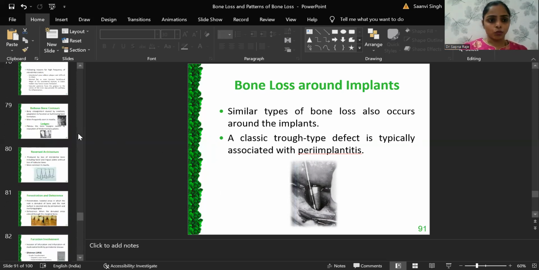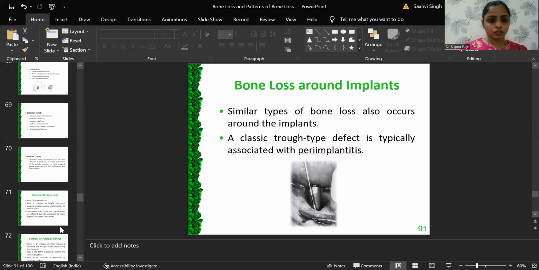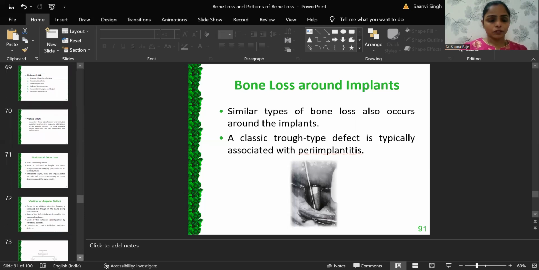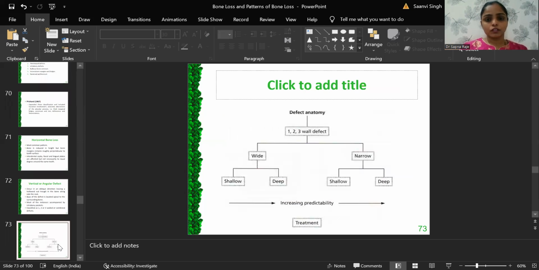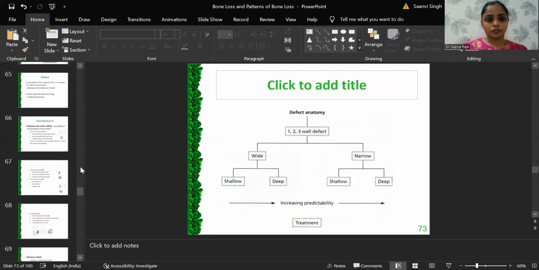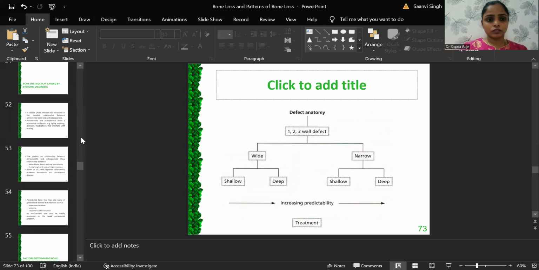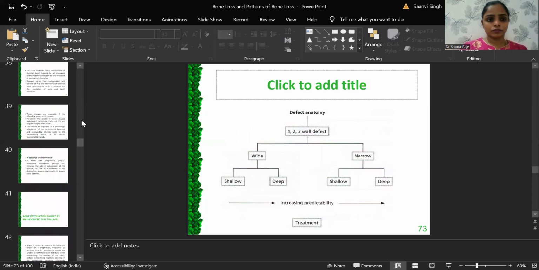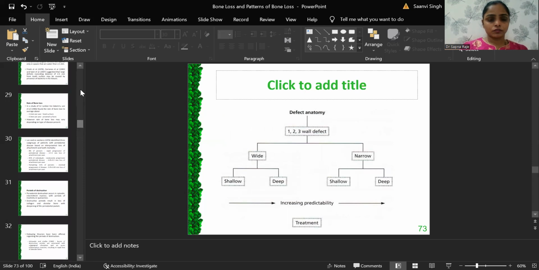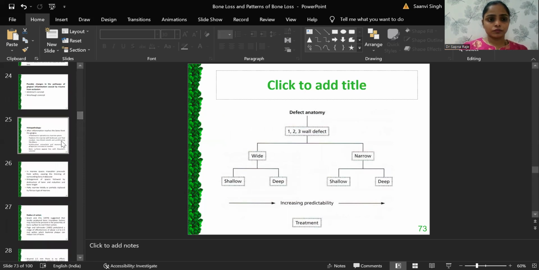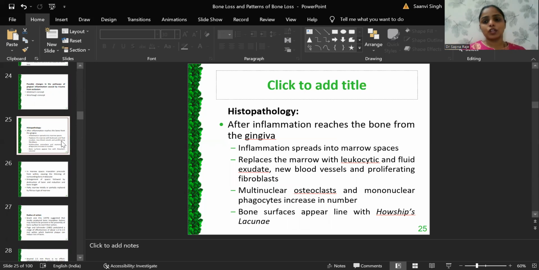Then one of the important things which we should discuss is the histopathology, how the inflammation reaches the bone from the gingiva. First the inflammation takes place and spreads into the marrow spaces.